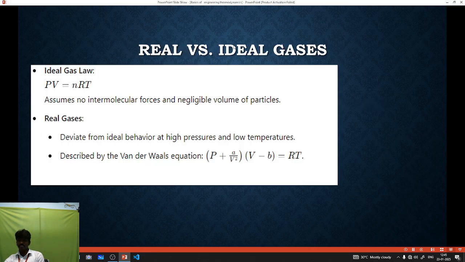Ideal gases versus real gases. The ideal gas law is PV equals nRT. It assumes no intermolecular forces and negligible volumes of particles. That is called the ideal gas law. Real gases deviate from ideal behavior at high pressures and low temperatures, described by the van der Waals equation: (P plus a divided by V squared)(V minus b) equals RT. That is the real gas van der Waals equation, derived by van der Waals.